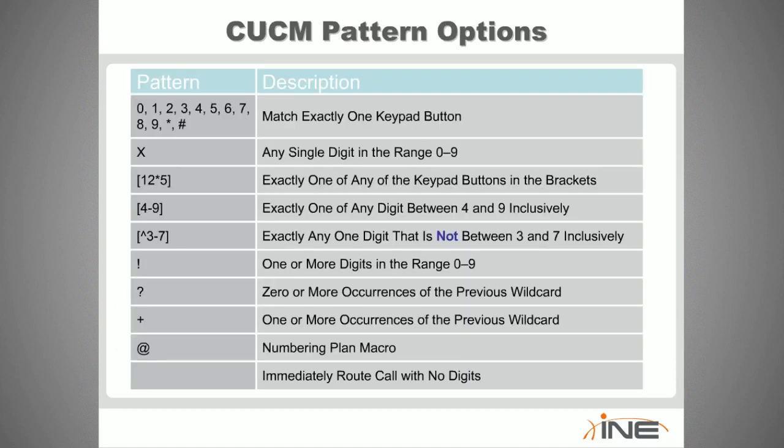So let's take a look at CUCM pattern options. To begin with, we've got 0 through 9 and then star and hash. Those match exactly one keypad button, or one DTMF keypad button. X, we said, was any single digit except for star or hash, so 0 through 9. If we see something like left bracket 1 to *5, right bracket, it's exactly any one of the keypad buttons in the bracket. So what buttons are these? What does 1 to *5 match? What are the possibilities?